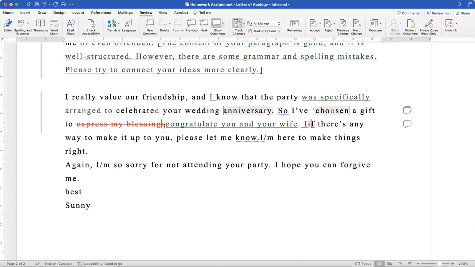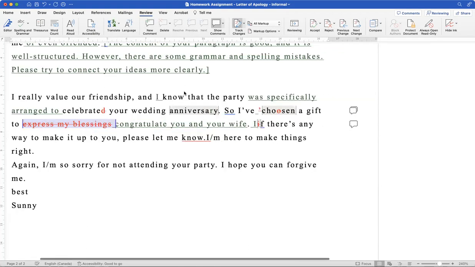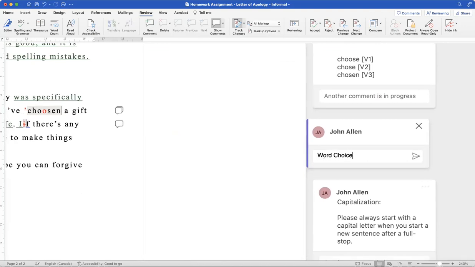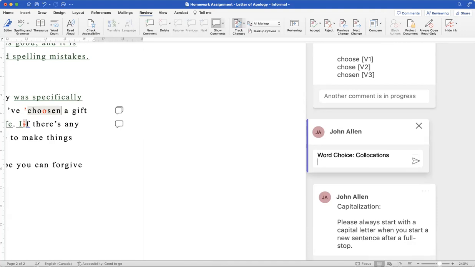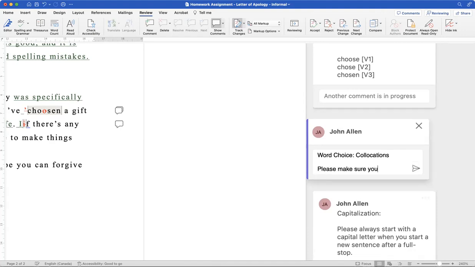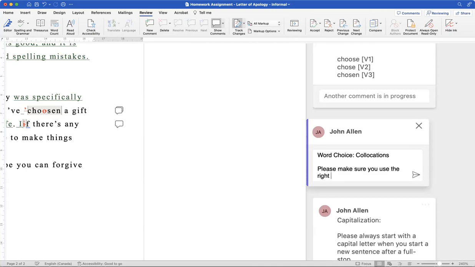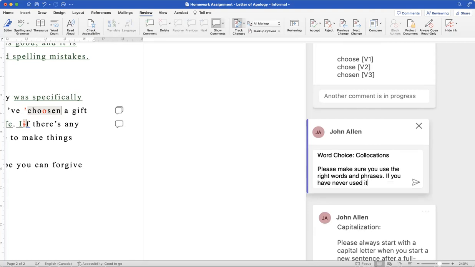And this vocabulary is not correct. You cannot express your blessings. It's about word choice. It's about collocations. Please make sure you use the right words and phrases. If you have never used it before, please do not use it. Use another word instead, which is simpler but correct.